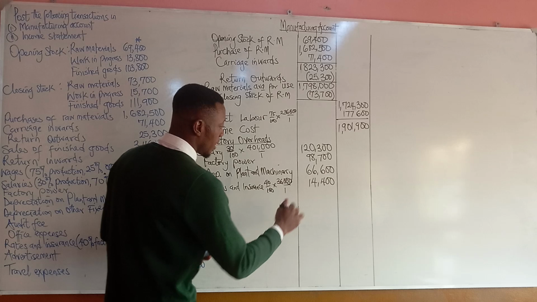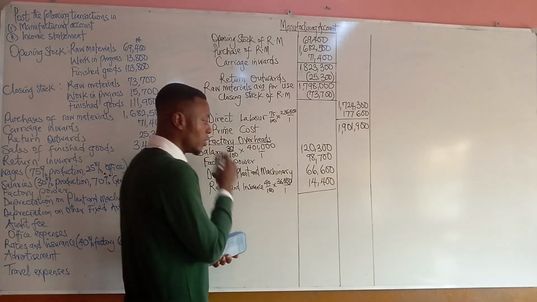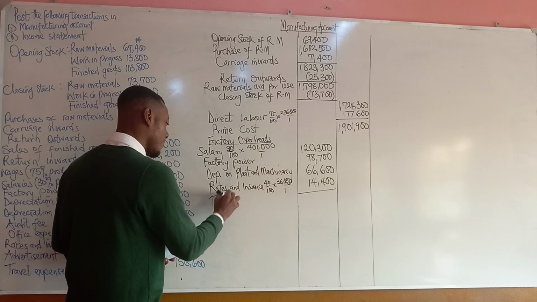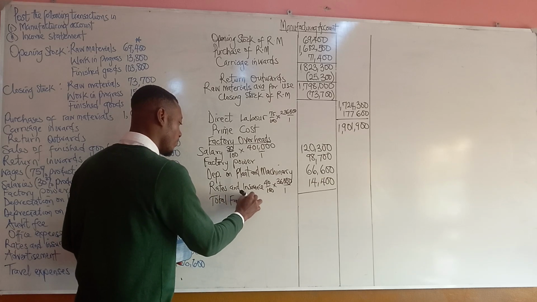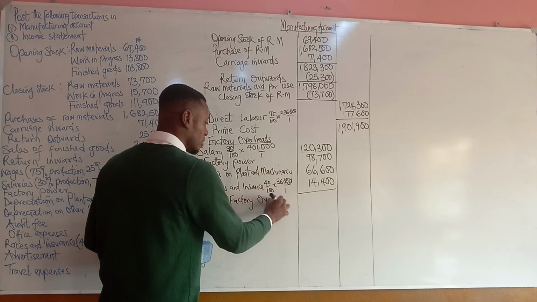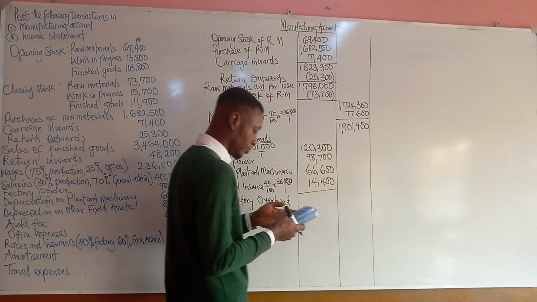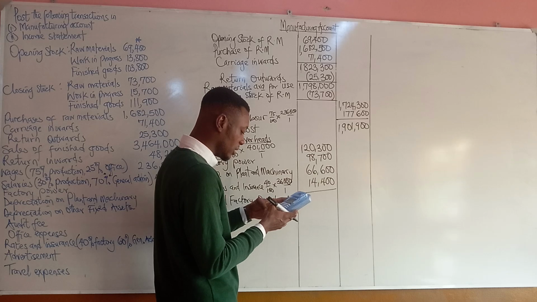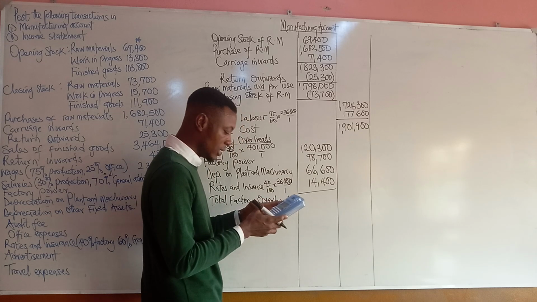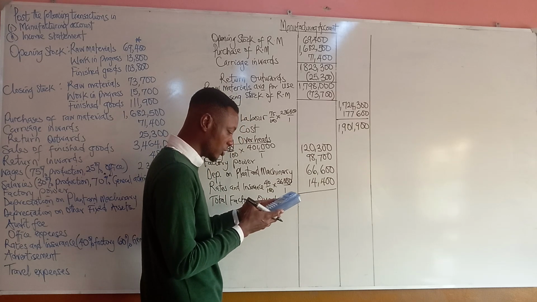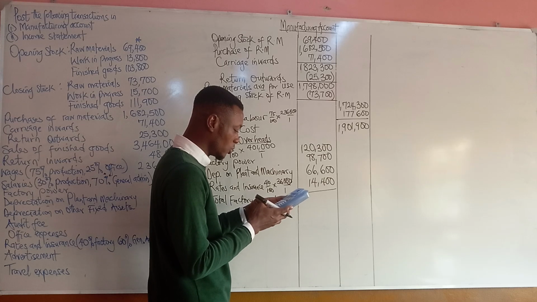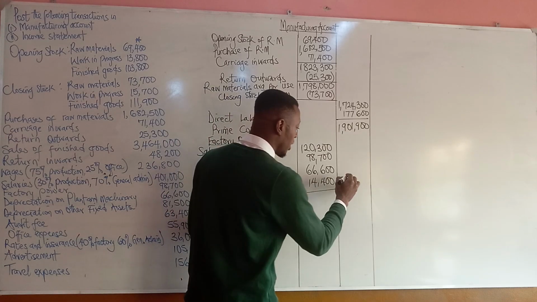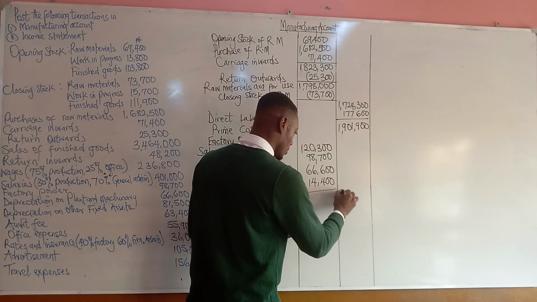Alright, just to be sure, yes. So I'll add all of these. Now, once I add this will give me total factory overhead expenses. So I have 14,400 plus 66,600 plus 98,700 plus 120,300. That will give me 300,000.